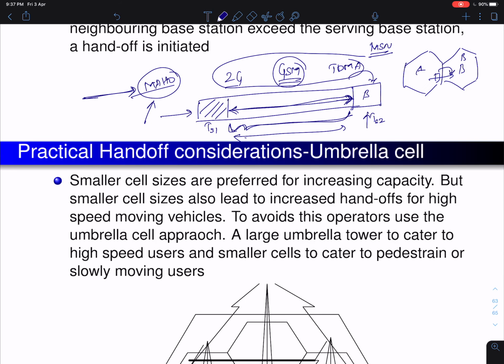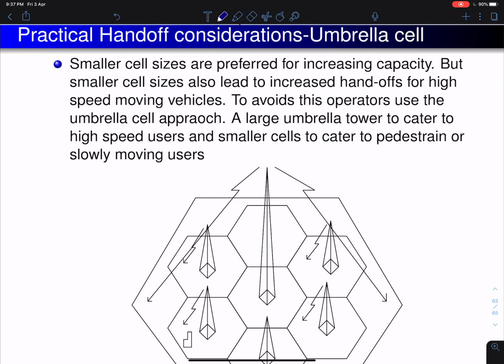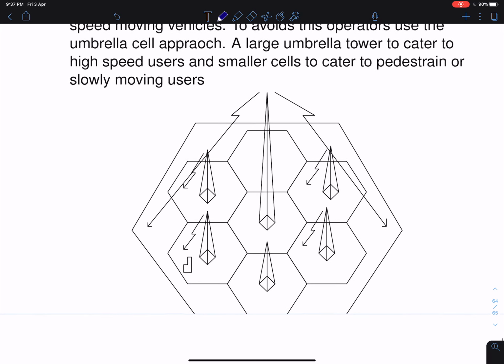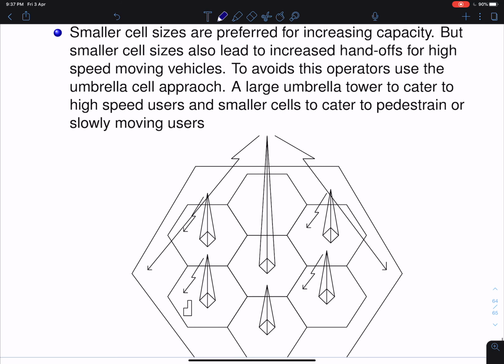Now this is one interesting concept called the umbrella cell idea. What we mean by that is that sometimes you might have vehicles which are moving very, very fast. Normally, a cellular phone is designed for mobility, but not every mobile station is going to move at high speeds. If you are going to move at high speeds, the problem is you have to keep switching your base stations frequently. Your handoff has to happen very, very frequently.